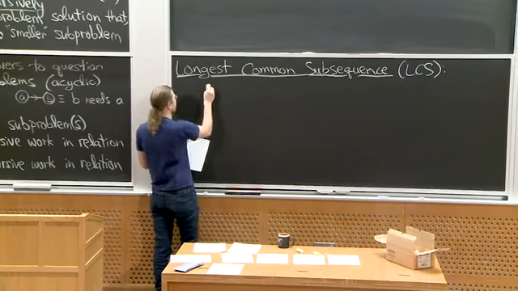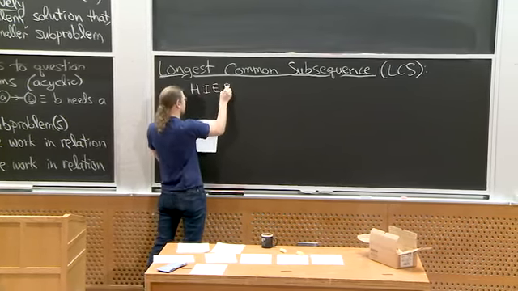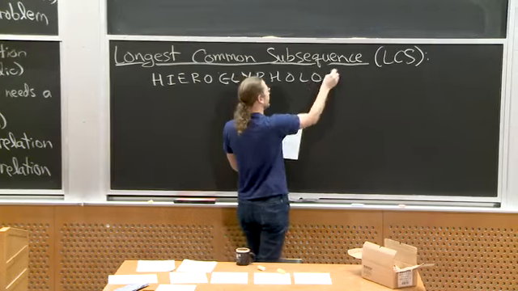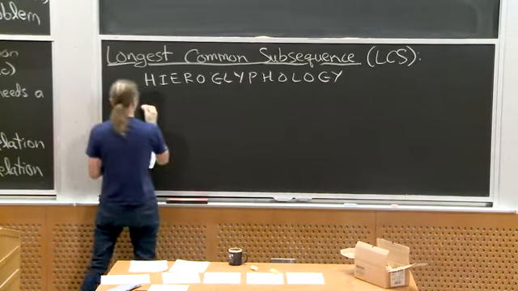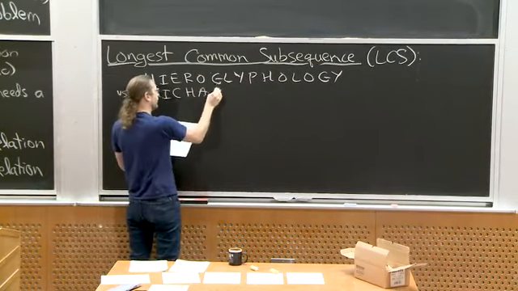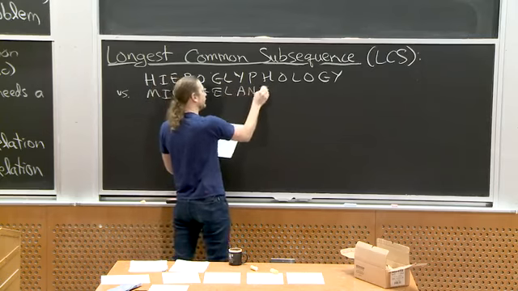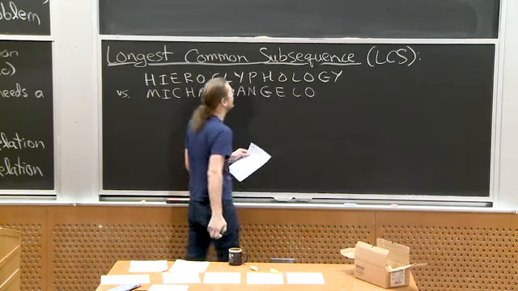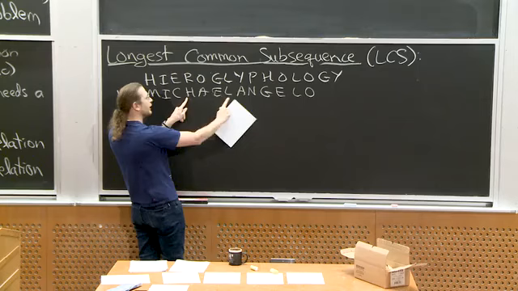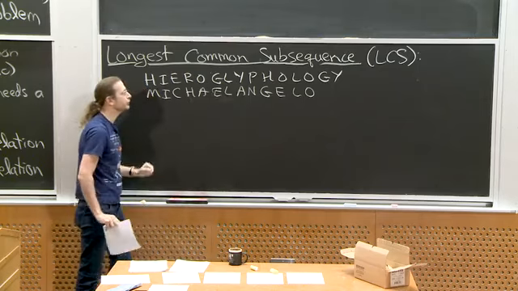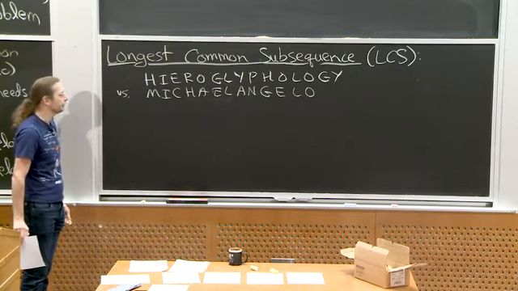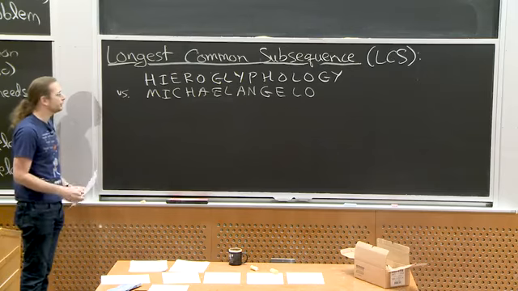So for example, it could be a sequence of letters. My first sequence spells hieroglyphology, study of hieroglyphs. And the second sequence spells Michelangelo. And what I'd like is a subsequence. So remember, a substring has to be some continuous range, some interval. Subsequence, you can take any subset of the letters in your sequence, or any subset of the items in your sequence. So you can have blanks in between. You can skip over items.